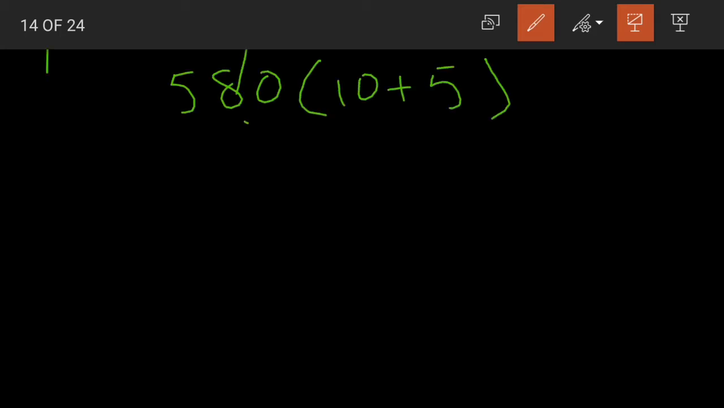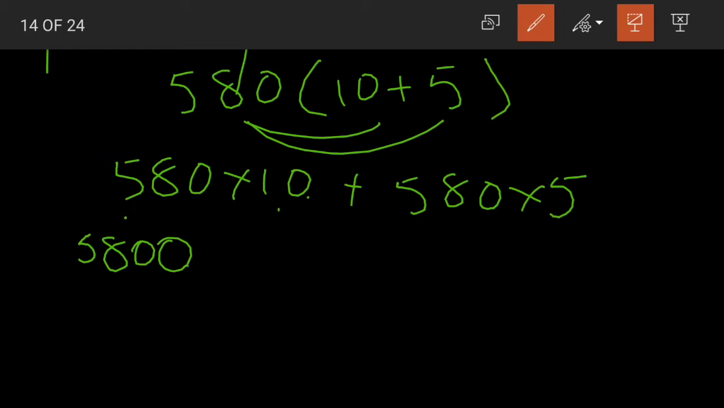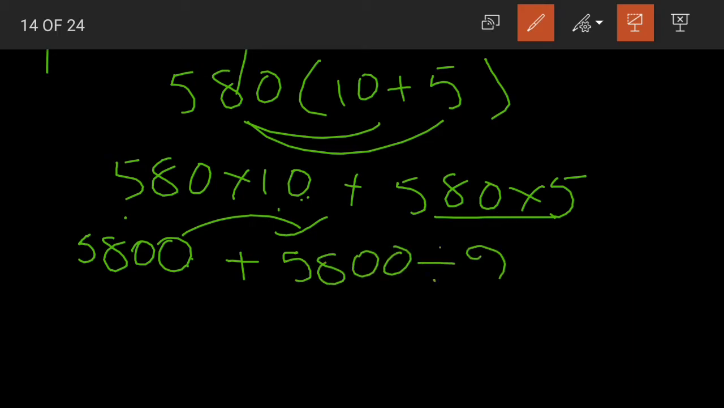How to write? 15 becomes 10 plus 5. So first 580 into 10, plus then 580 into 5. Yes children. So 580 into 10 becomes what? 5800. Another 0 here, plus. Now what to do for this? The same product of 10 divided by 2. Yes, now why? Because 10 divided by 2 is equal to 5.